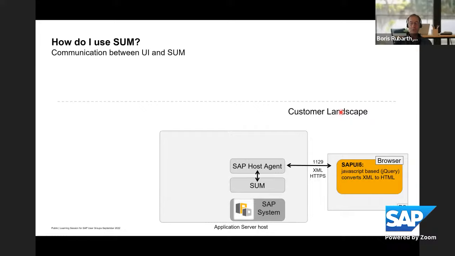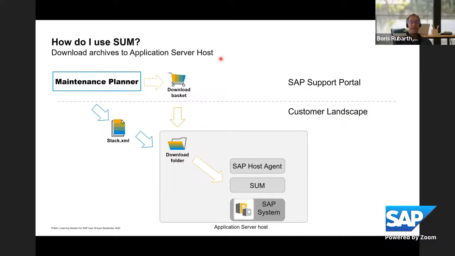Overall, let's expand this picture. In the SAP portal, we have the Maintenance Planner as a service that you use to plan your update, upgrade, or maintenance. That will fill the download basket with the software archives, with the software update manager as well. You will download the required stack XML separately from the Maintenance Planner UI. That is a kind of recipe for the software update manager.